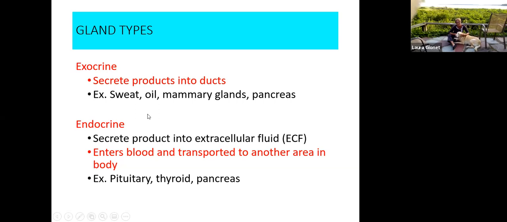So they secrete products into ducts that then transport the fluid or their product. Endocrine glands use the bloodstream. So the product of these cells enters into the extracellular fluid and then into the blood and is transported as molecules within the blood.